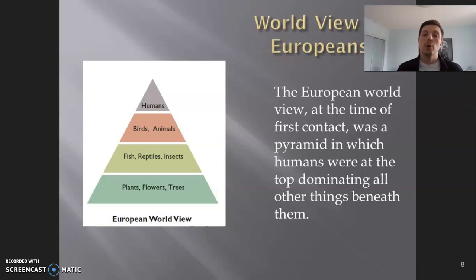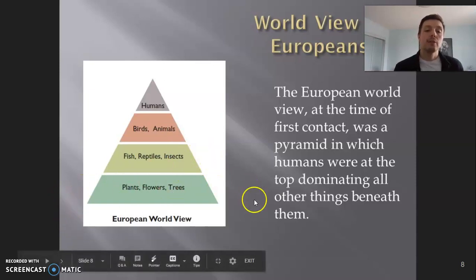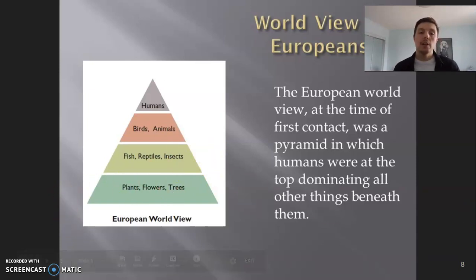So I want to go over the worldview of what Europeans looked like as they started to colonize. And the idea of the European worldview is that humans would make up the most important thing on Earth. So the humans would be at the top of the pyramid. Animals would be below that, then things like fish, reptiles, and insects, and at the bottom would be the plants, the flowers, and trees. And it's the idea that humans were dominating everything else as the most important aspect in the world.